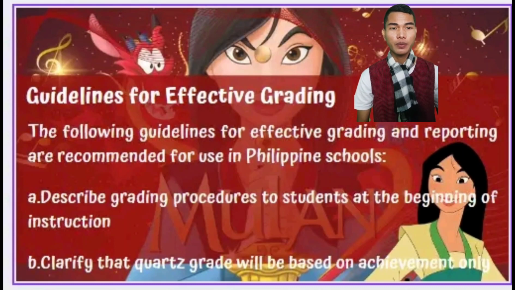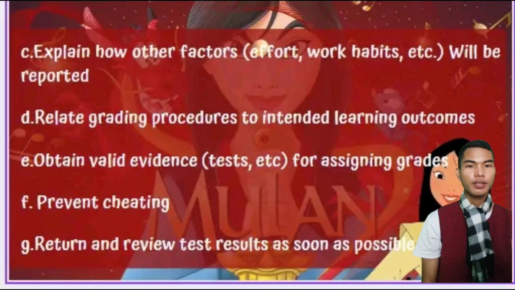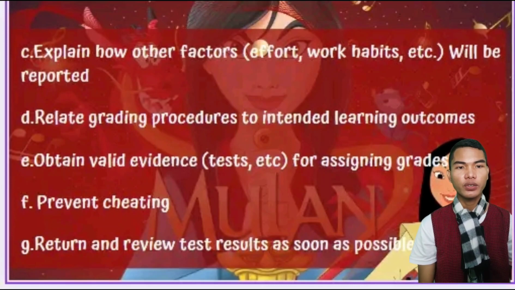A. Describe grading procedures to students at the beginning of instruction. Just like us, our professors usually describe the grading procedure at the beginning of instruction, which is important. This can lead a student to take charge of their learning and utilize their participation in the learning environment. Next, clarify that the grade will be based on achievement only. Third, explain how other factors, effort, work habits, etc. will be reported. And yeah, we are all thirsty for that.